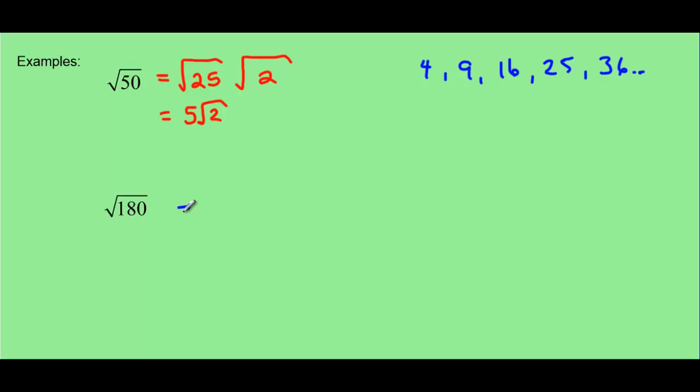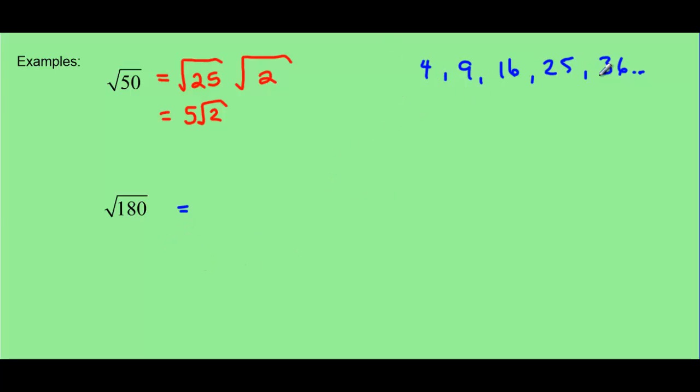But the important thing here is that we can't just split this into two random numbers. I can't just say that this equals the square root of 18 times the square root of 10. Although that is true, this will not help us simplify this, as neither of those are perfect squares. So we don't want to do that. We need to make sure that our two numbers have one which is a perfect square.